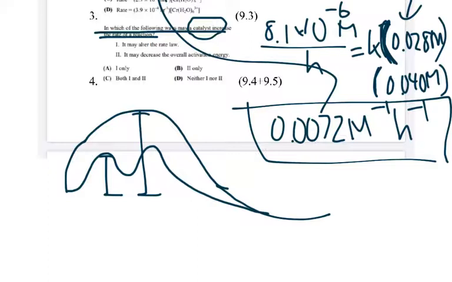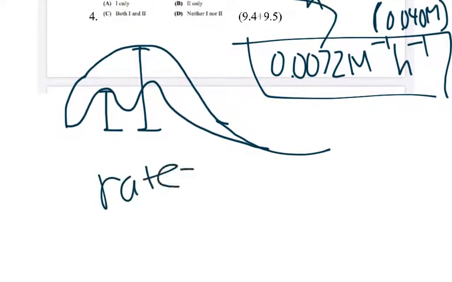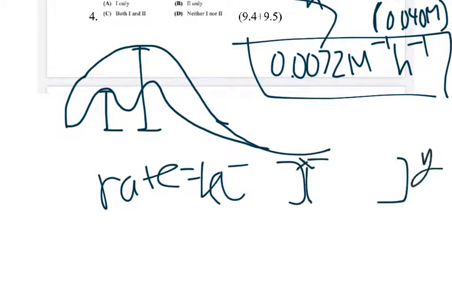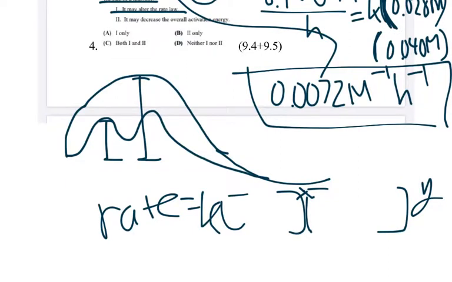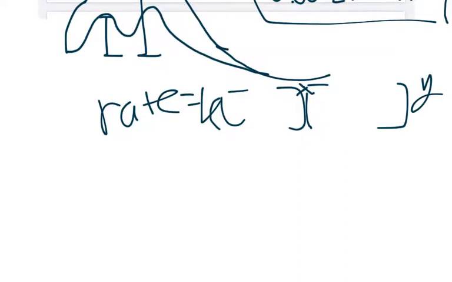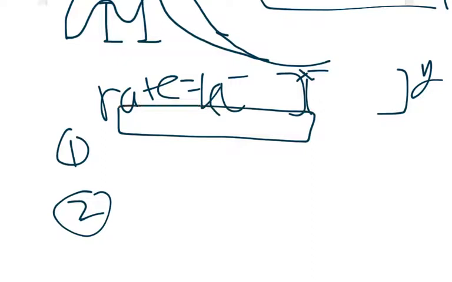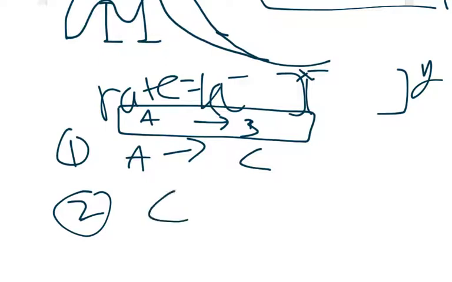So the first part says it may alter the rate law. Now, does the catalyst alter the rate law? Well, remember, the rate law is equal to K times random substances, and they each have an order, of course. So if we change the mechanism, because remember, a catalyst changes the mechanism, then don't you think that changing the mechanism will cause different chemicals to appear in the elementary steps? So maybe instead of it being a one-step reaction where it goes from A to B, it might go from A to C first, and then it might go from C to B.